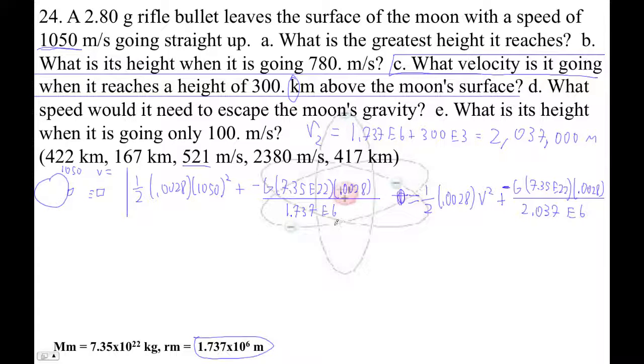And now we're ready to go. I think we can do the algebra. First off, notice that the inertial mass in the kinetic energy and the gravitational mass are the same. We think that's actually true. So I'm going to do this without that factor in each of these terms. 0.5 times 1,050 squared is 551,250. And then this term here, the opposite of 6.67 E minus 11 times 7.35 E22.